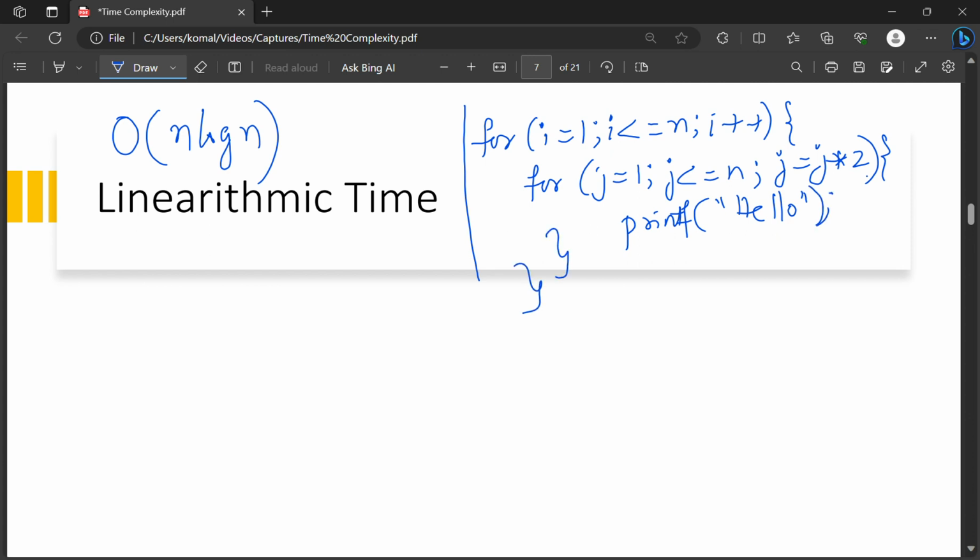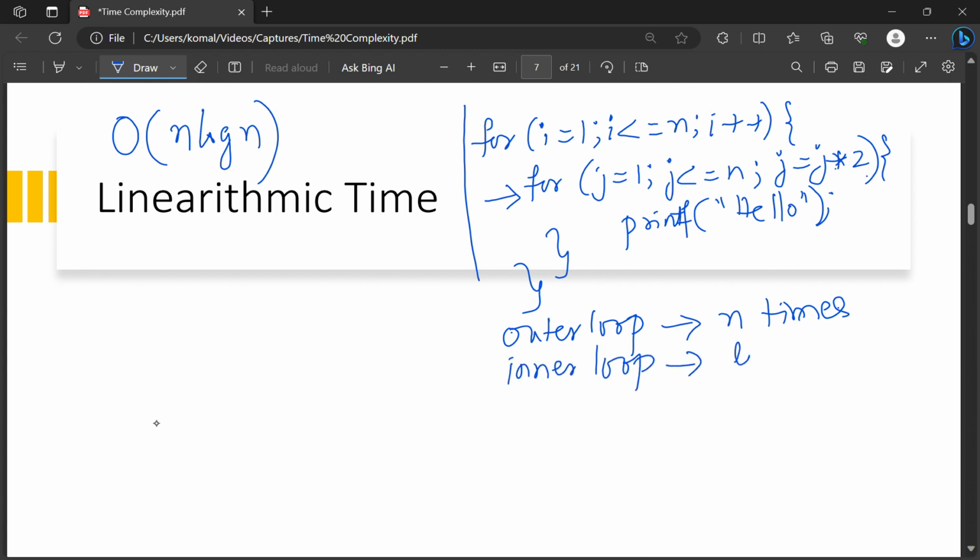What is the amount of time complexity taken by this segment of code? It is a nested for statement. The outer for loop, i loop, runs for n times. The inner loop, this I have also discussed as an example for logarithmic time complexity. The inner loop executes for log n times. So on the whole, the time complexity is n log n to the base 2 time complexity.